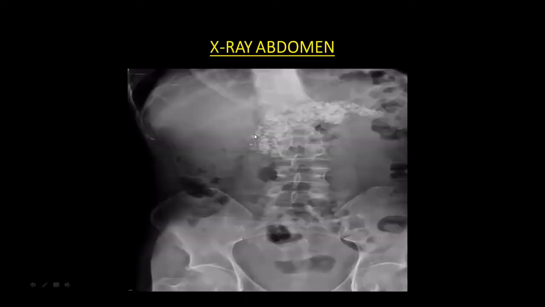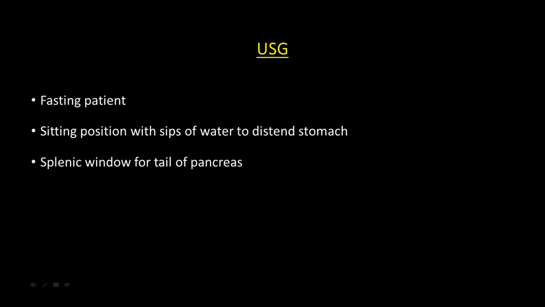So this is a classical case of chronic pancreatitis on X-ray abdomen, where we can see dense calcifications in the pancreatic parenchyma from the head to tail region. And this is a very advanced case of chronic pancreatitis. Otherwise, it is very difficult to pick up a case of chronic pancreatitis on X-ray.